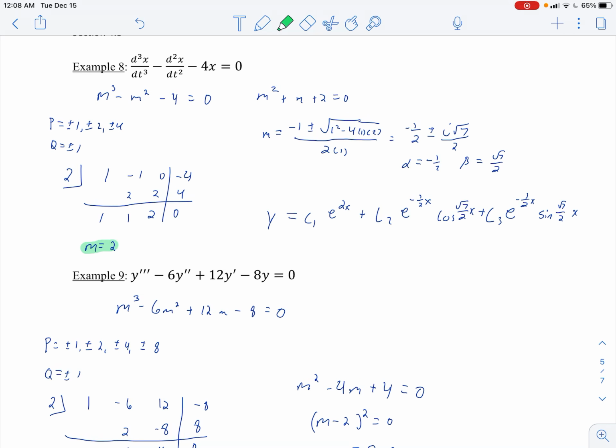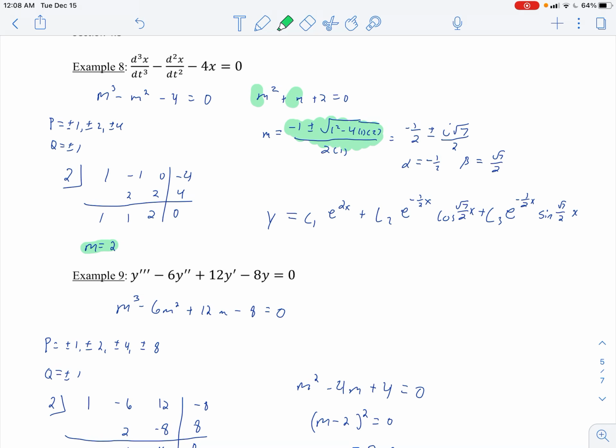So m equals 2 is a root. What's left is going to be your following equation. It's kind of like your remainder. So it's going to be m squared plus m plus 2. Now, I'm looking at this. I can't find two numbers that go into 2 that add to give me 1. So I'm going to go ahead and use the quadratic formula.